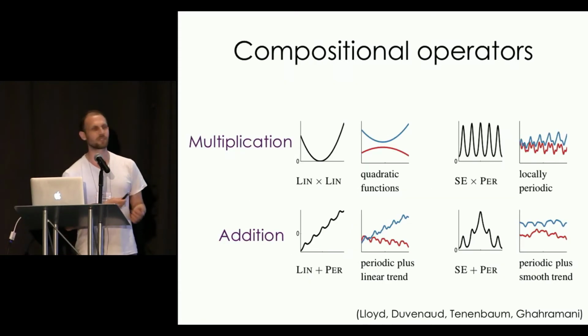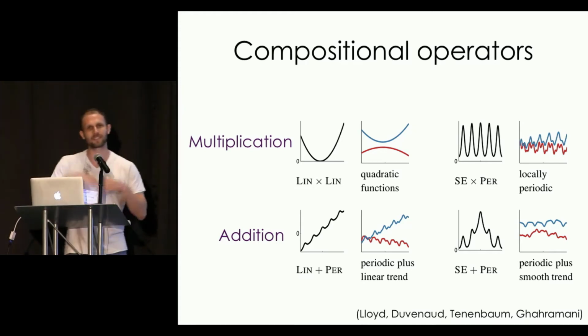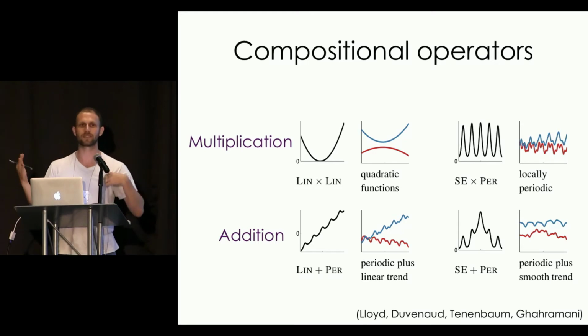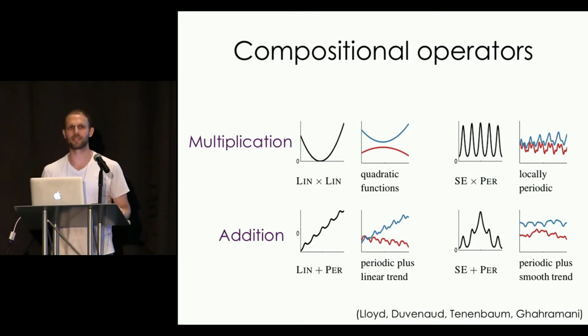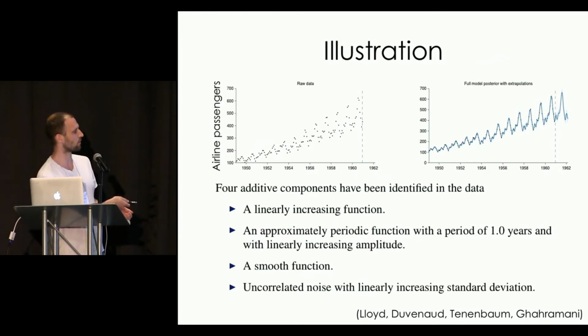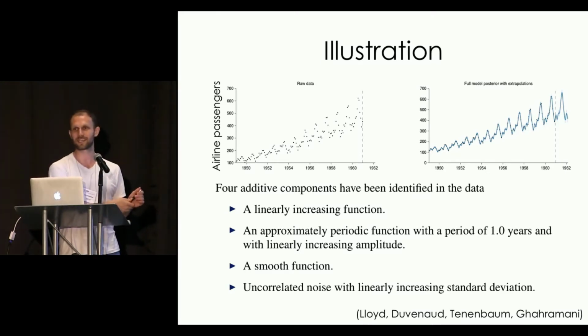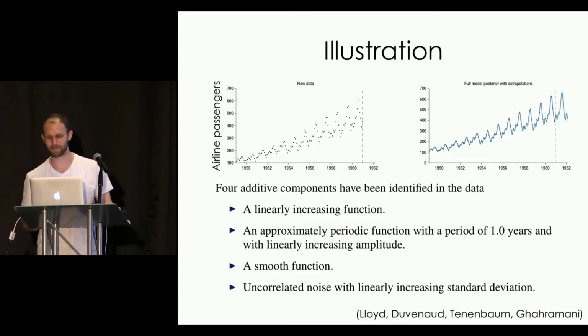And then we define some compositional operators, in particular multiplication and addition, which you can use to synthesize new, more complex functions. So we can basically construct this sort of grammar of functions that could capture a lot of different variation in naturalistic real-world functions. And this is the work by Lloyd and Duvenaud and colleagues, showing that this can capture things like the airline passenger data. And in fact, they even built an automated statistician that could take in the data and give you basically a human interpretable report of that data.